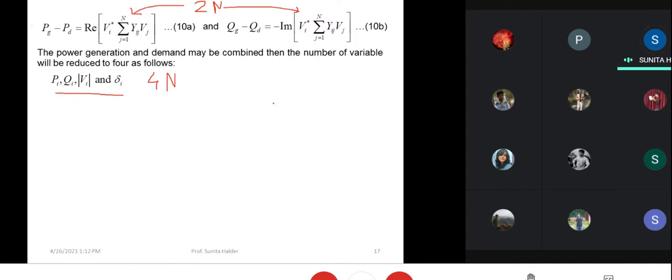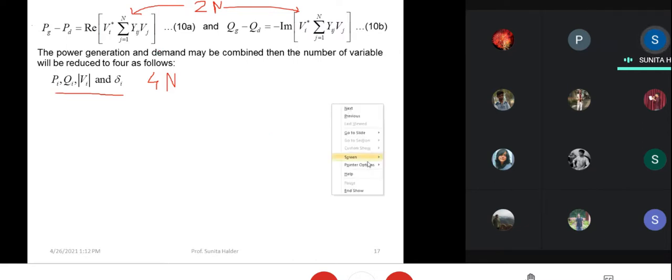So which 2 variables will be specified or known for a particular bus? Depending on that, there is a bus classification in load flow study. For example, in a generator bus, always P and Q are known. If P and Q are known, say if all the generation is known, then V and delta will be variable. So this is a generator bus. But that is actually not the case for generator bus.